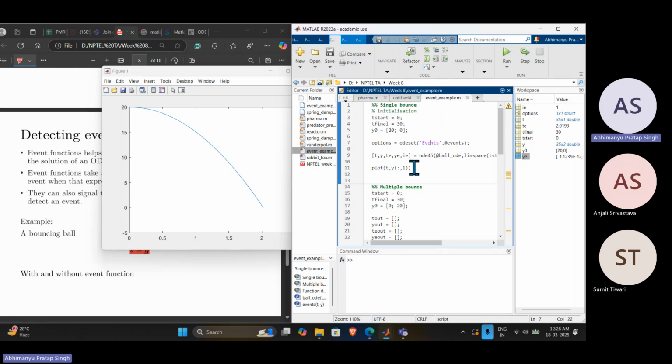Fine. So is this clear to everyone? The event function. Any doubt, you can ask.